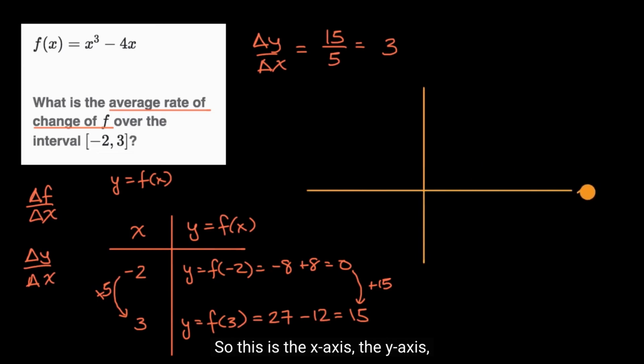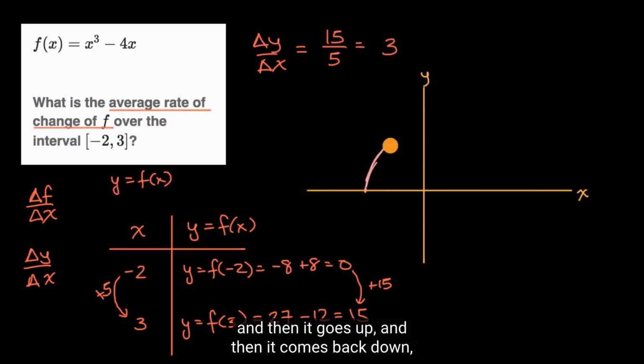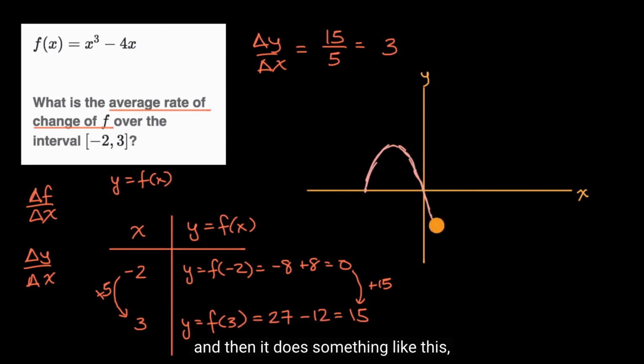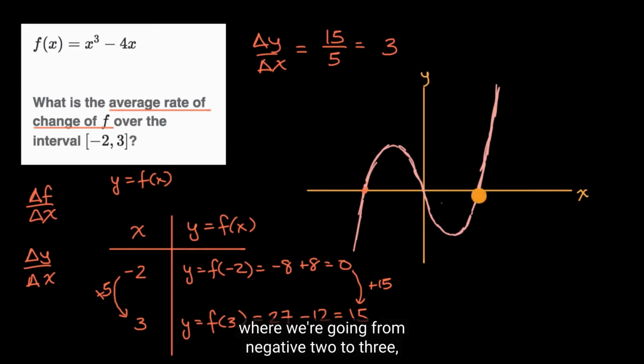So this is the x-axis, the y-axis, and our function does something like this. So at x equals negative 2, f of x is 0, and then it goes up, and then it comes back down, and then it does something like this. It does something like this, and it was going before this. And so the interval that we care about, we're going from negative 2 to 3, which is right about there. So that's x equals negative 2 to x equals 3.